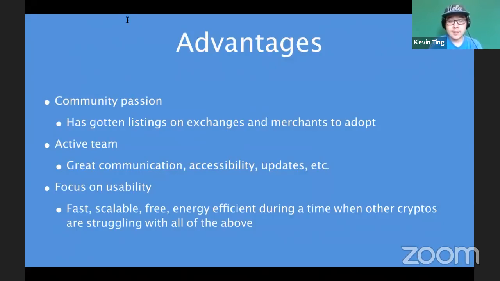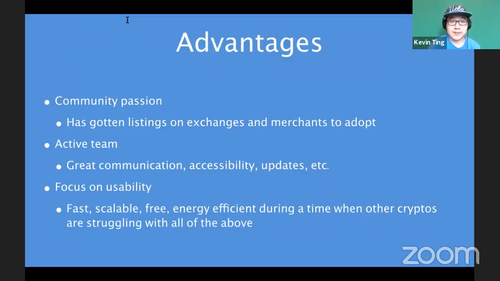That has gotten them listed on exchanges and merchants to adopt it purely based on people asking them to and voting for it when they have an open poll. That's an advantage that should not be underrated, because ultimately adoption comes from the community being active and telling more people about it, getting it supported on merchants, different businesses, and so forth.